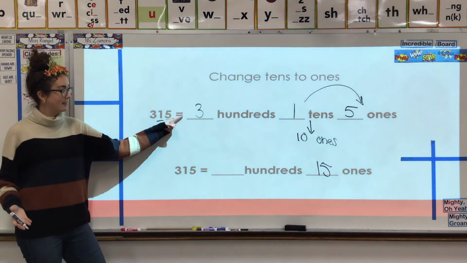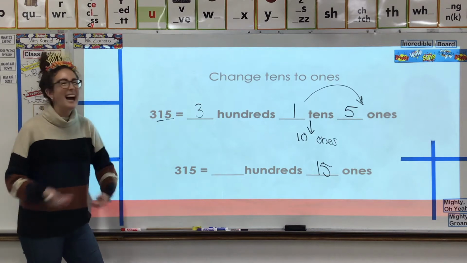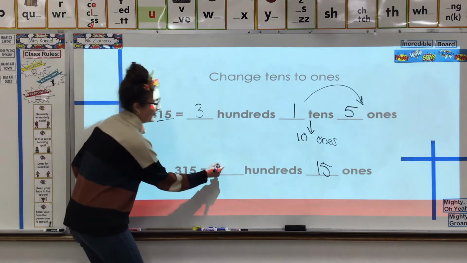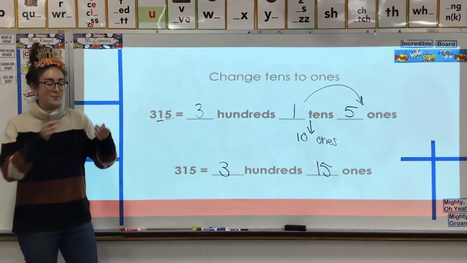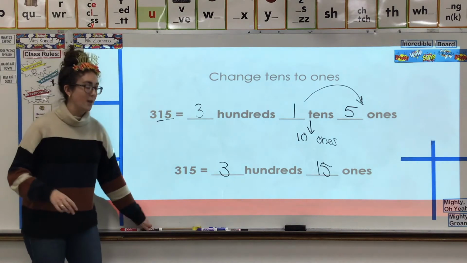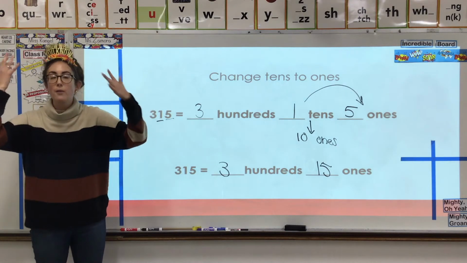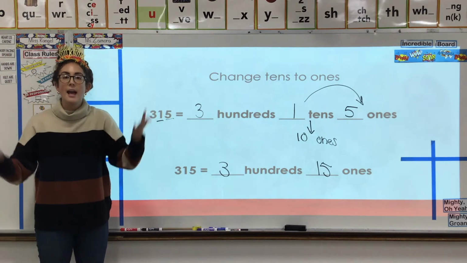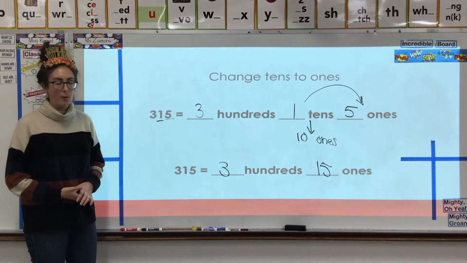What do we still have? How many hundreds? Did we mess with the hundreds? No, we kept them the same, and we still have 3 hundreds. So awesome, people. This is our goal today, to be able to think about these pictures we've been working with and produce our answers just in writing on our own.